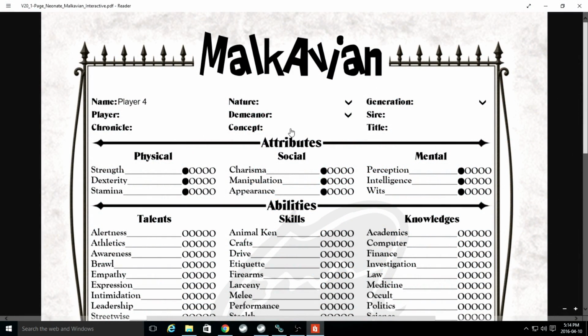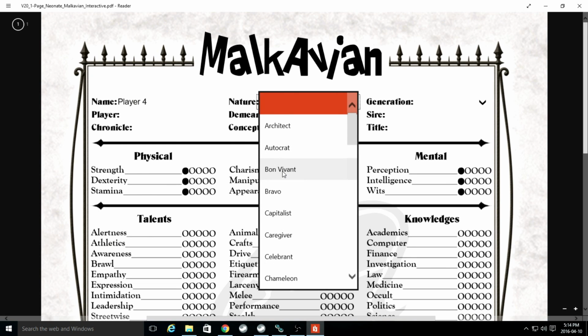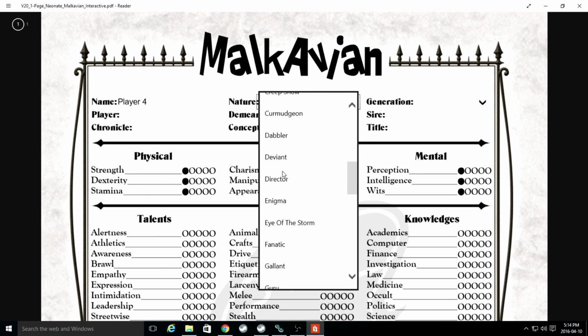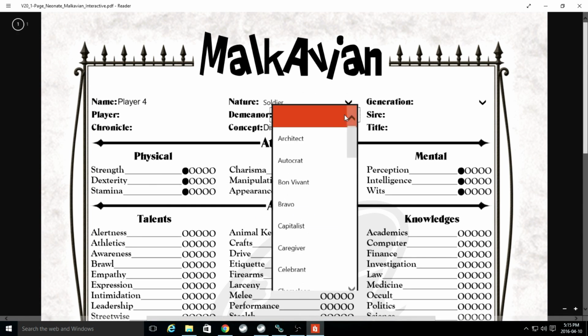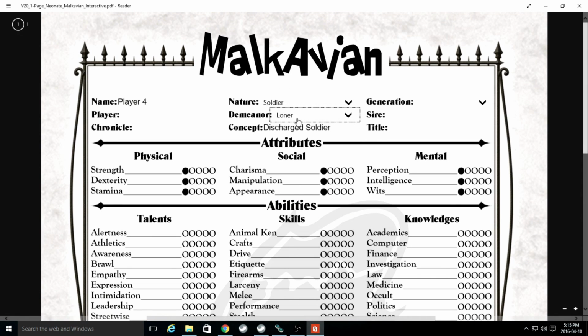All right, we're back, and we're going to go with our fourth template with the discharged soldier. So we got a soldier who was discharged because, well, probably not in the best of mental states. So we're going to go nature is going to be soldier, and we're going to go loner for demeanor. So this is a guy who still is very much a soldier in his own mind, wants orders to be able to follow, etc., but has gotten to the point where he feels he's better off alone, taking care of himself and no one else.